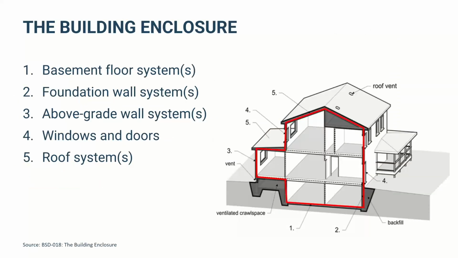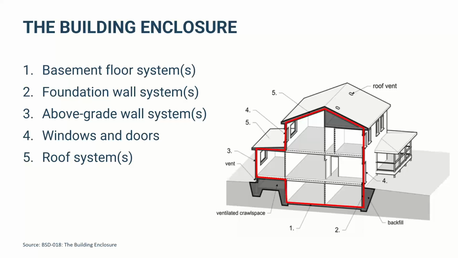So the building enclosure is sometimes called the building envelope or the environmental separator. It's really what makes it a building and not just a structure. It's what separates one environment, like outdoors, from another environment, like indoors. So without the enclosure, we don't really have a building. We just have a structure. So the building enclosure wraps around the entire building. It's not just the walls and the roof. It's also the basement floor systems, the foundation walls, above grade walls, windows, doors, roof systems.